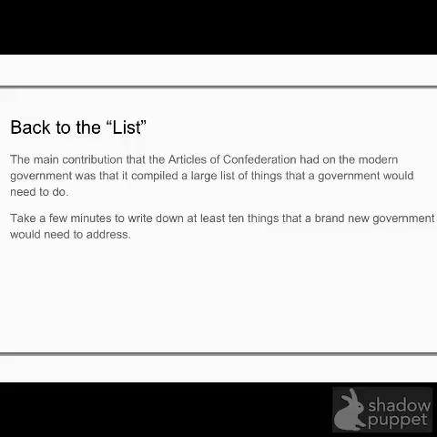So let's go back to that list. The main contribution that the Articles of Confederation had on the government that soon to be established afterwards was that it put together a large list of things that the government would need to do. We already did this in class. If you want to think of things that a government should do, you can go ahead, but this has already been covered in class, so don't worry too much about it.